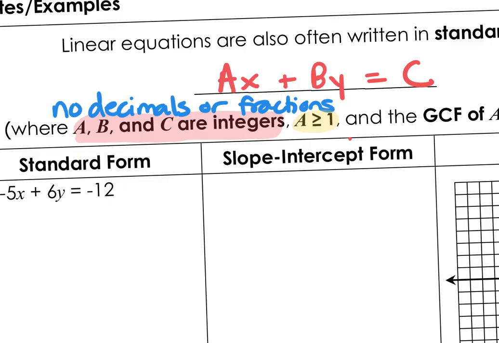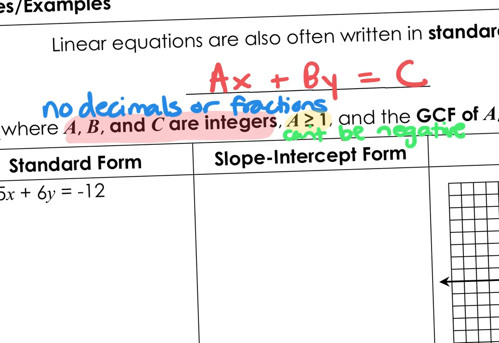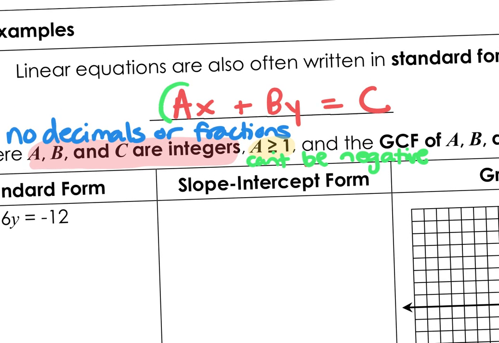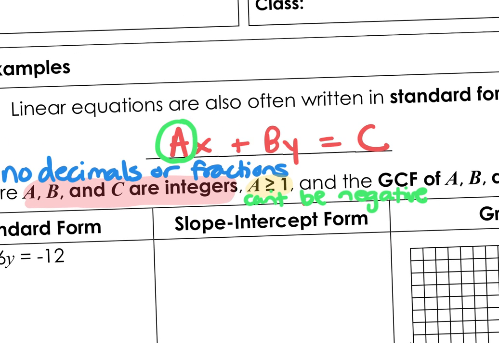Guys, you know what that means? That means that A can't be negative. So your A value, this A value right here, has to be positive. And we're going to look at examples today where it'll end up being negative and we'll have to switch it to be a positive value. So right now, just write this down. We're just taking notes and then we'll kind of get into it.